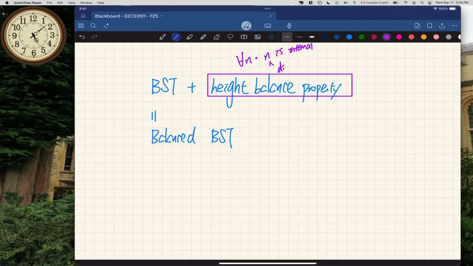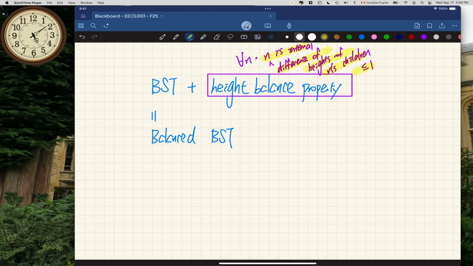The difference of heights of n's children should be less than or equal to 1. There are two parts. Number one, we only consider internal nodes. And then number two, we want to make sure the heights of their children differ by no more than 1. If there's more than 1, like a 2 or 3 or 4, we got to watch out.